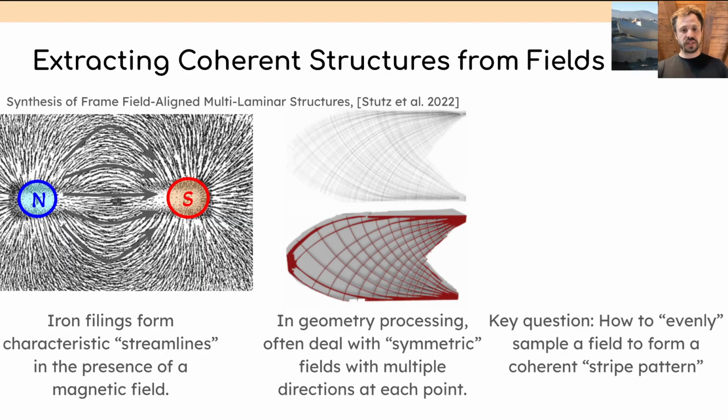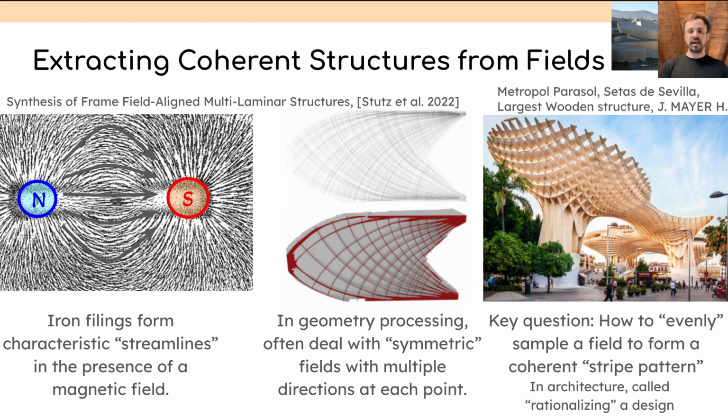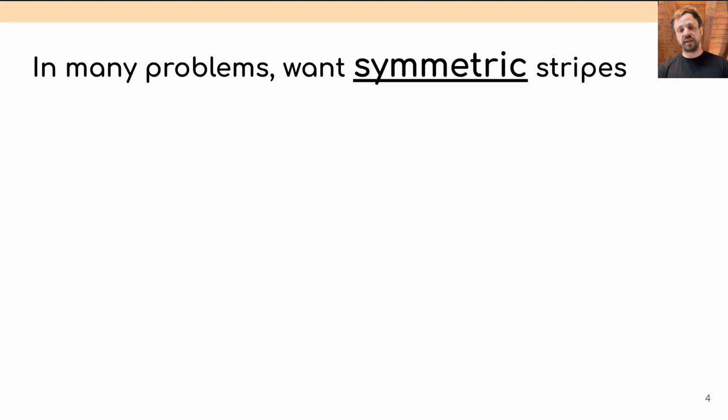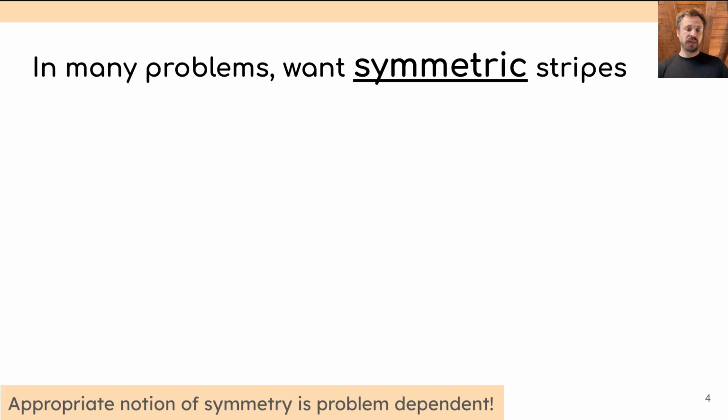So these figures are taken from Stutz et al. in 2022, and I want to point out the visual resemblance between this multilaminar structure that they studied here and the Setas de Sevilla, or the Metropol Parasol, which was marketed as the world's largest wooden structure when it was built. This is just to point out that it's interesting for certain applications to extract coherent structures, but the type of structures that one wants to extract is a bit application dependent.